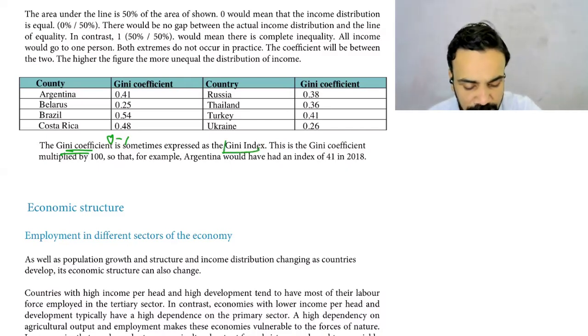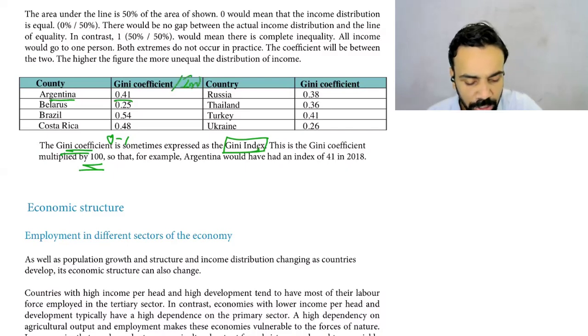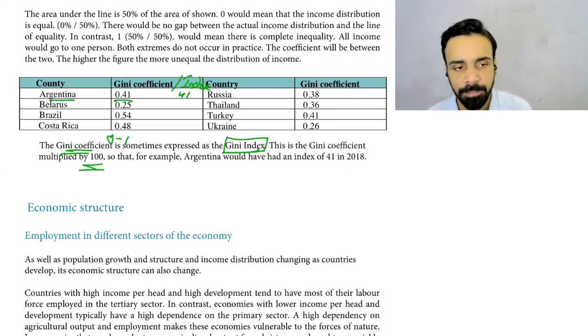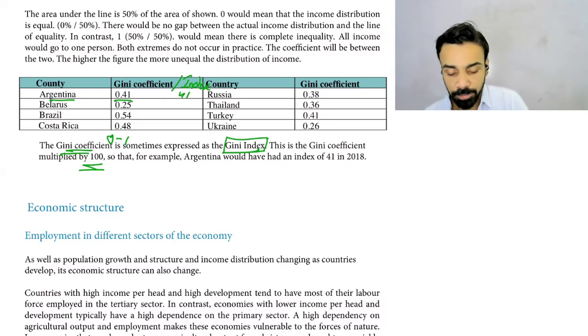Sometimes they might convert this into an index. When they do it in terms of an index, the value will be out of 100. For example, Argentina's coefficient is 0.41. So if I convert it into an index, the value would be 41. So the nearer you are to 100, the worse it is. And the nearer you are to 0, the better it is. Same idea, but we can also talk about income distribution for low income, middle income versus a high income economy. Okay.